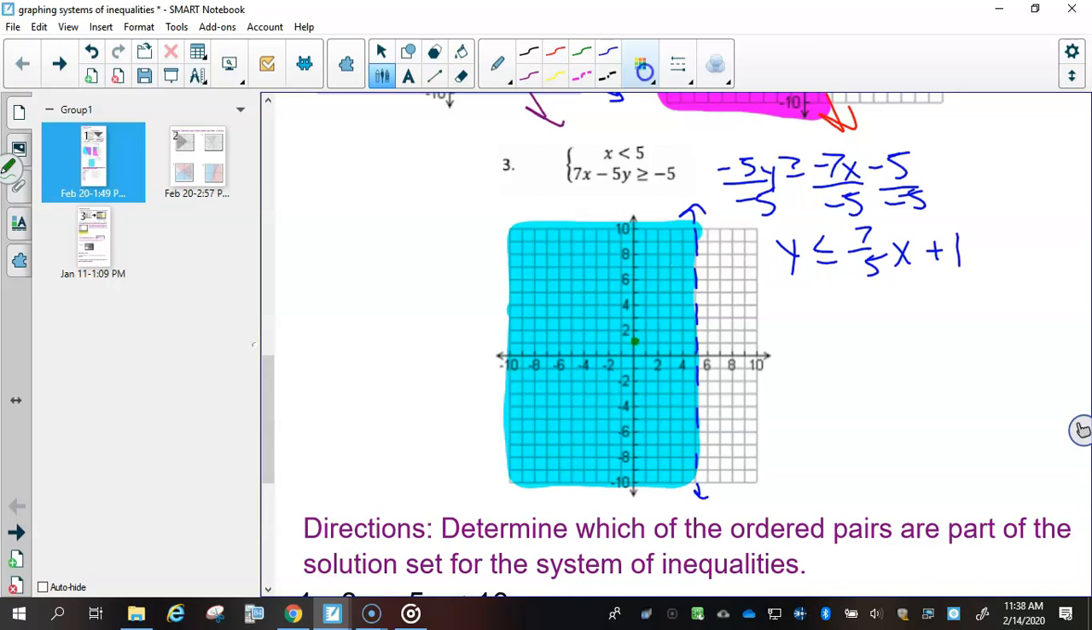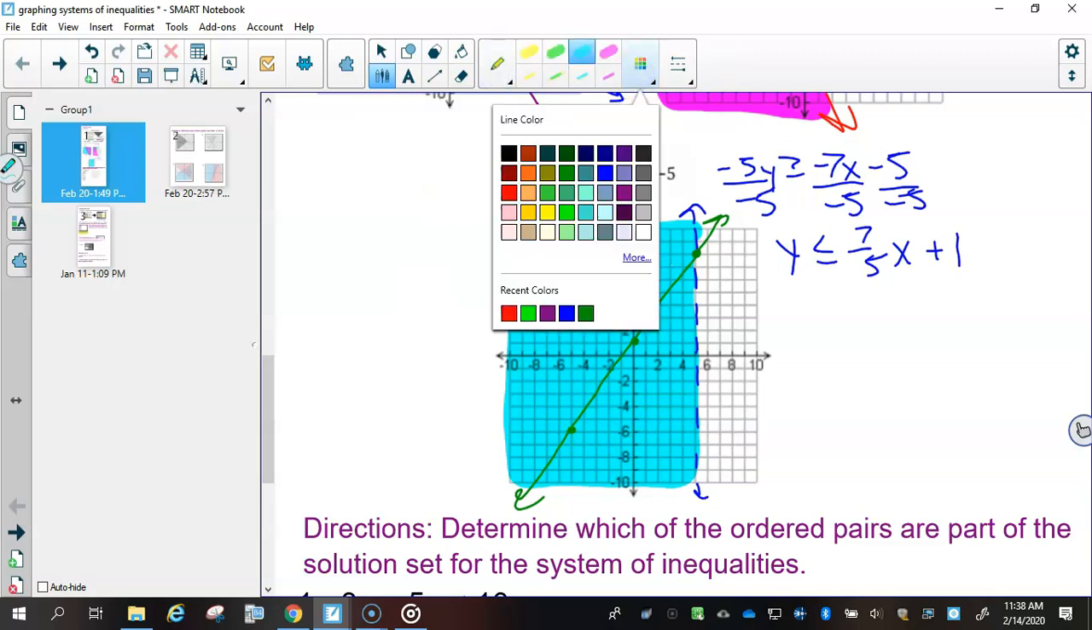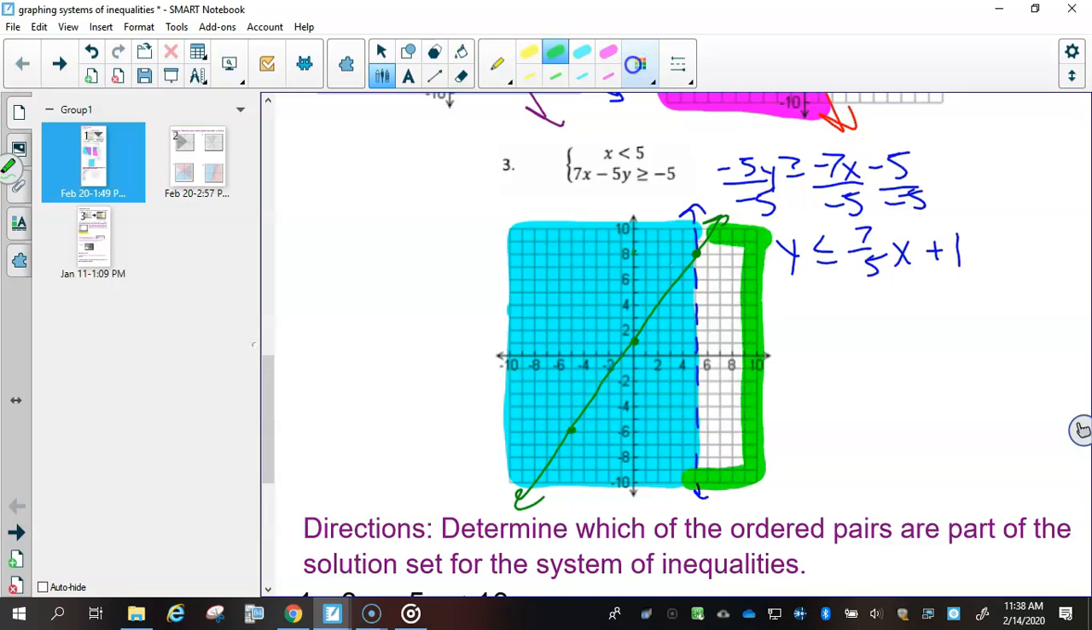So starting at +1, going up 7, and right 5, and then down 7 and left 5. Will this be a dashed or a solid line? Solid. Shaded above or below? Below. So in this case, this triangle right here is your solution area where they overlap.